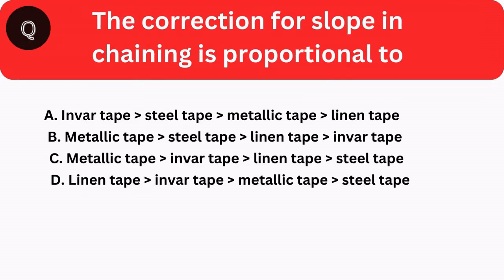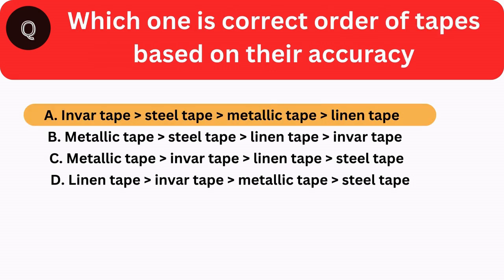Which one is the correct order of tapes based on their accuracy? Option A, invar tape greater than steel tape greater than metallic tape greater than linen tape. Option B, metallic tape greater than steel tape greater than linen tape greater than invar tape. Option C, metallic tape greater than invar tape greater than linen tape greater than steel tape. Option D, linen tape greater than invar tape greater than metallic tape greater than steel tape. Answer A, invar tape greater than steel tape greater than metallic tape greater than linen tape.